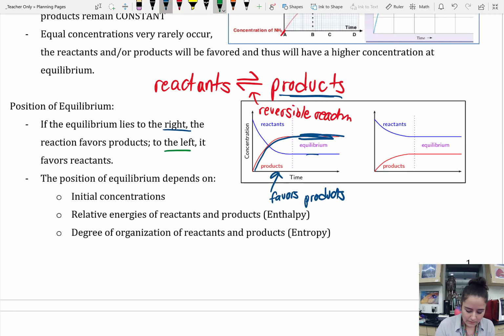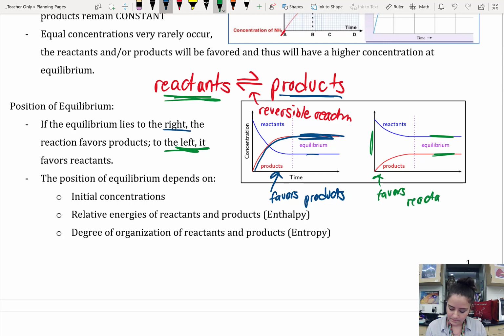But if equilibrium lies to the left, the reactants are on the left. It favors reactants. This is an example of a graph of concentration. This is concentration as well, that favors the reactants. Now, the position of equilibrium depends on a lot of different things. It depends on the concentrations, it depends on the energies, it depends on the organization. There are a lot of different factors, and we'll get more into those later in the unit.